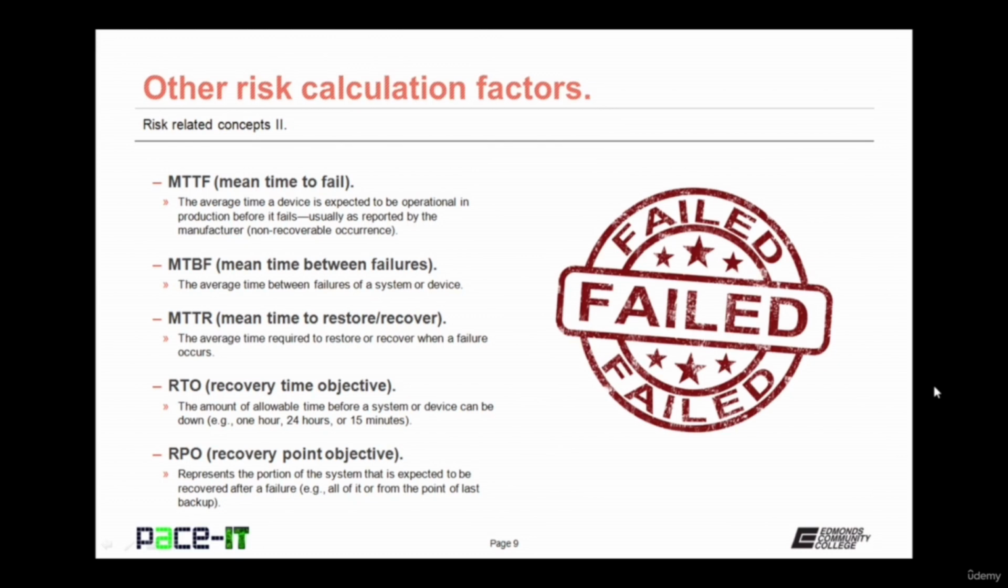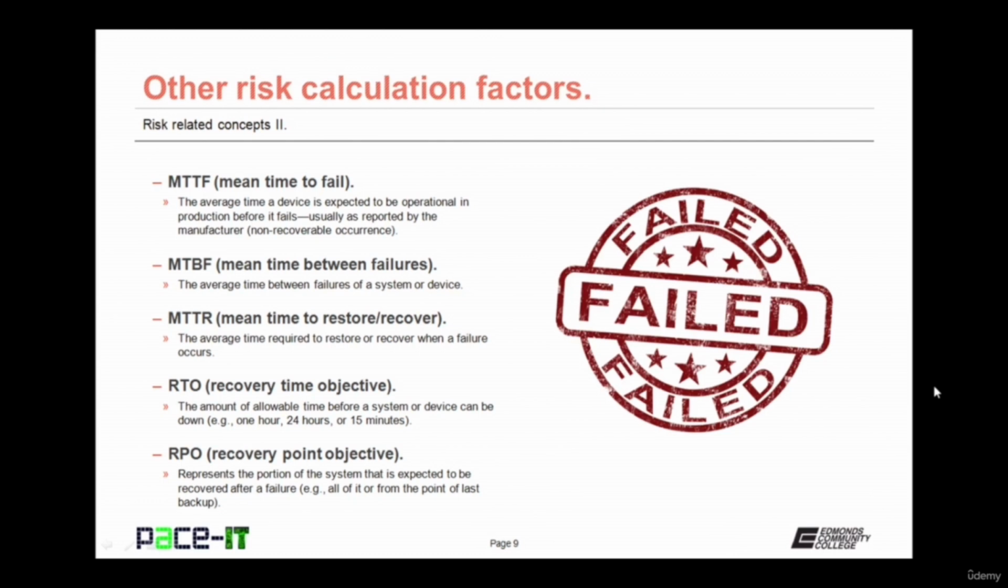Then there's the MTBF, the mean time between failures. This is the average time between failures of a system or device. Then we have the mean time to restore or recover. That's the MTTR. This is the average time required to restore or recover when a failure occurs. Then there's the RTO, which is the recovery time objective. This is the amount of allowable time a system or device can be down, and it can be measured in hours or minutes or even days.